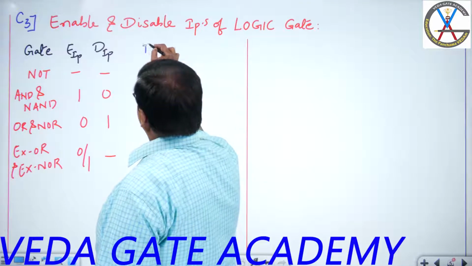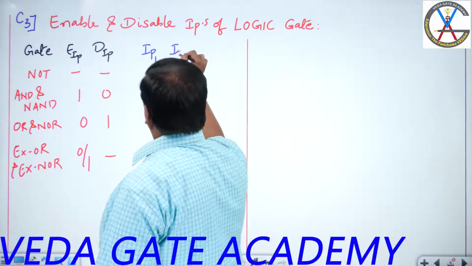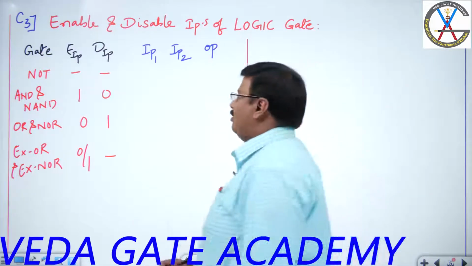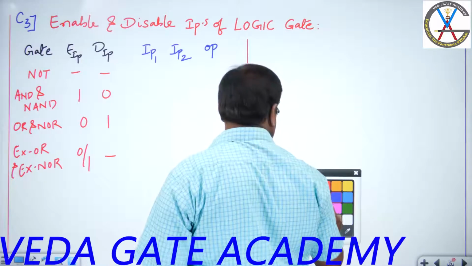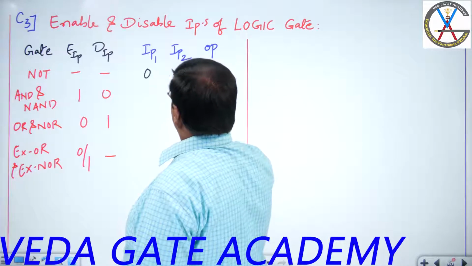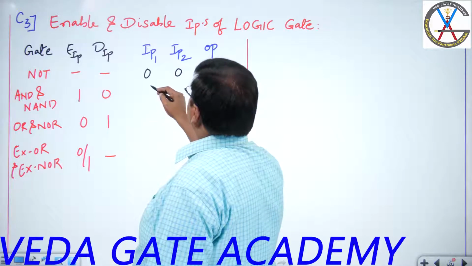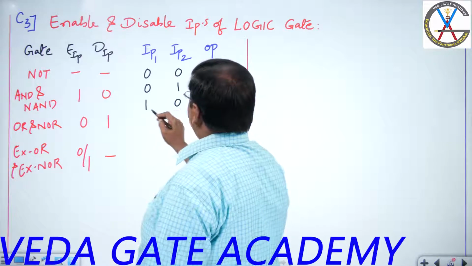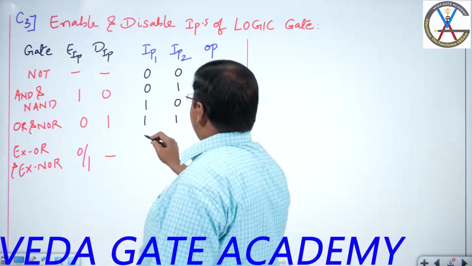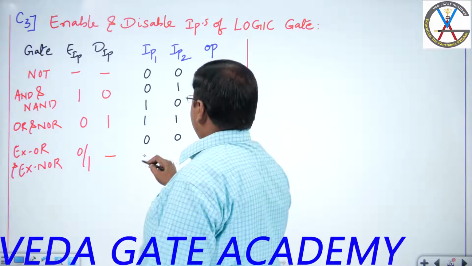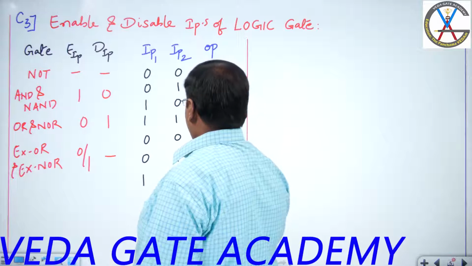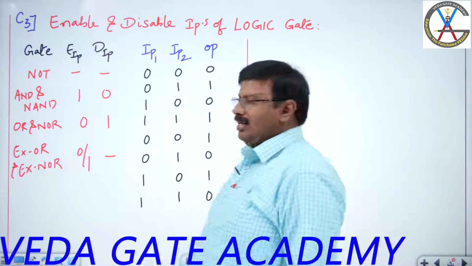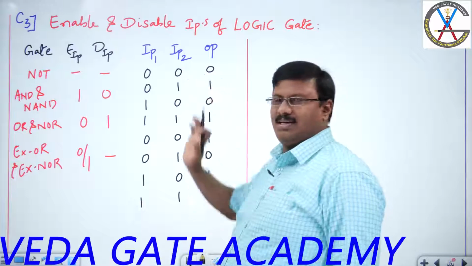Here I have input 1, here I have input 2 and the concerned output. So different gates with input 1, input 2, and concerned output. And my input output combinations are 0, 0, 0; 0, 1, 1; 1, 0, 0; 1, 1, 1; then 0, 0, 1; 0, 1, 0; 1, 0, 1; 1, 1, 0. These are different input output combinations for different gates, not of one together.